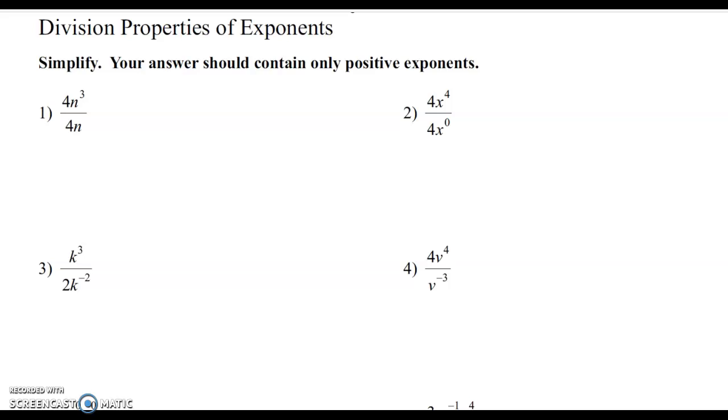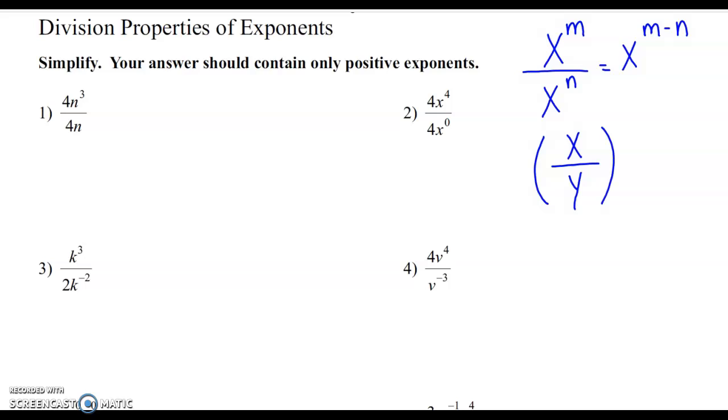So the first one is, we know that when you multiply like bases, you add the exponents. When you divide like bases, you subtract the exponents. The last one is, if you have a division, a fraction, and it's to a power, that power goes to the numerator and to the denominator. It's called power of a quotient.